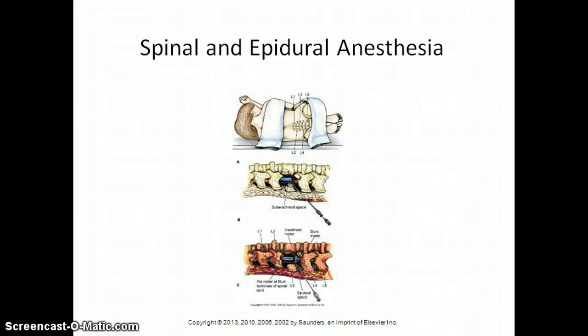The patient may complain of feeling like a quote-unquote zinger down one leg or the other. They might feel some pressure, just different feelings once that needle and medication is being inserted.